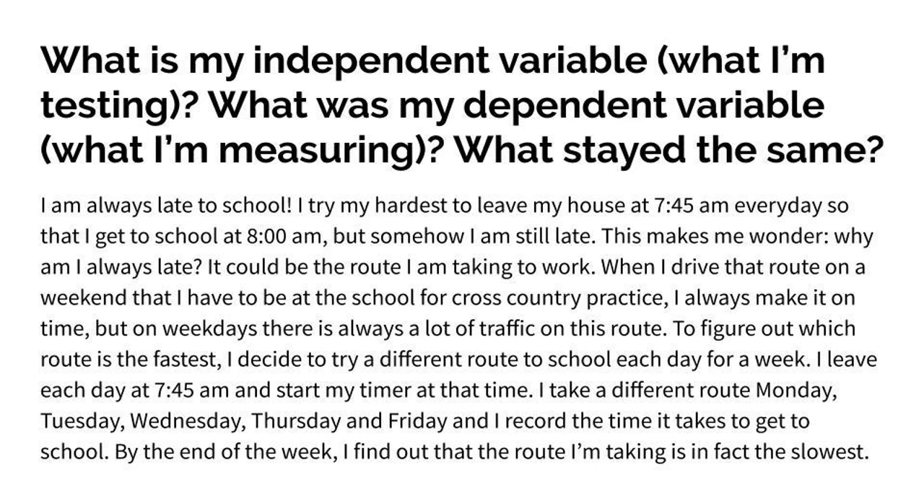All right, so hopefully you were able to figure out that the thing I was testing was a different route that I'm taking to school each day. So I was testing the routes that could get me to school on time or not. So that's my independent variable. And the dependent variable, the thing I'm measuring, was the time it took to drive to school. So that amount of time was what I was measuring.